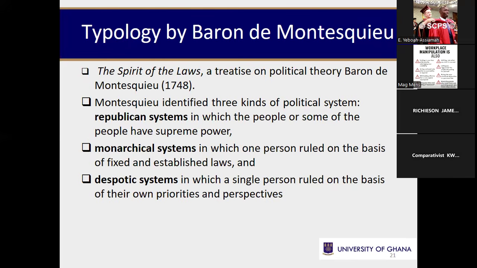So in those days, only one person ruled, but he was not ruling based on his whims and caprices. There are some fixed or basic established laws which guide the way power is exercised, the way governance is done, or the way succession is done. Even if he's no more, there are established rules that will replace the monarch. And he calls that one monarchical systems.